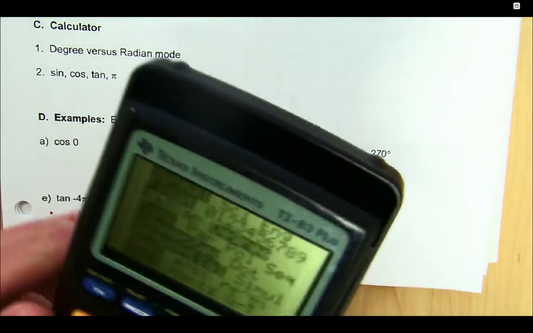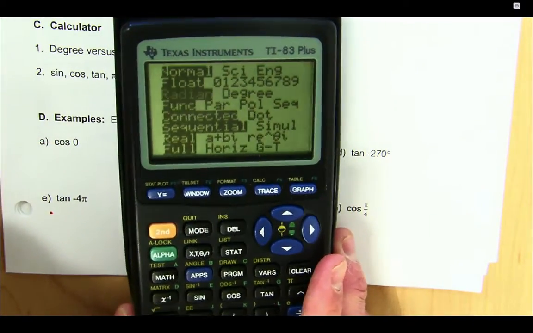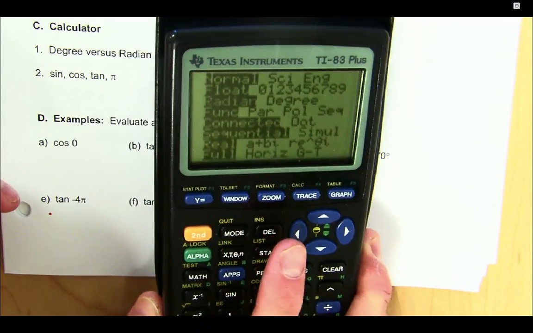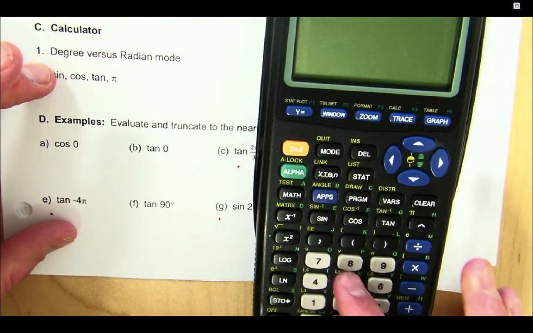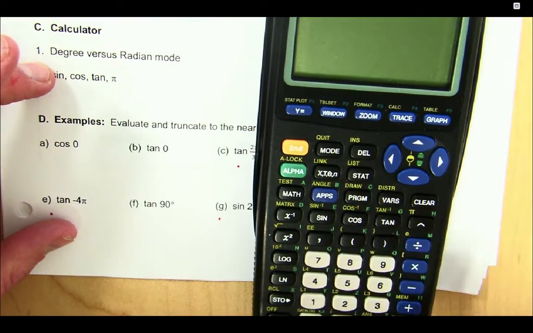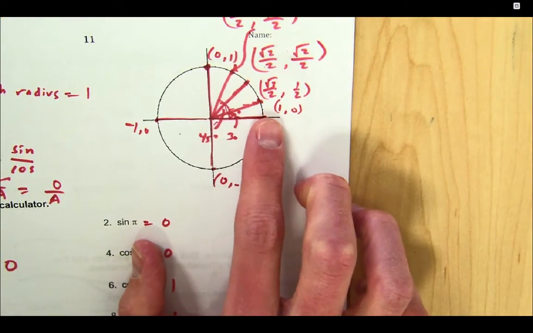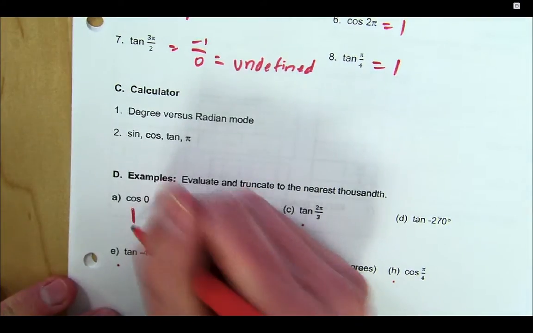So right now, I'm going to be in radian mode. So I'll do all the radian ones first. So this is just mode. And then the third one down, I just changed that back to radians. And so the cosine of 0. That's the x value at 0. Well, the x value at 0 is 1. That's true. So I'm going to put a 1 here.